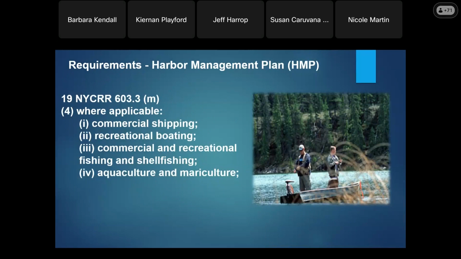Commercial activities is emphasized in this group of activities, and they need to be inventoried, including shipping, boating, fishing, sail-fishing, aquaculture, and mariculture. And every time I talk about this one, I have to look it up, but aquaculture is fresh or saltwater cultivation of plants or animals for food. Mariculture is a subset of that, cultivation of marine organisms for food in an enclosed section of the open ocean. So those are in the regs, and if they're present, you need to talk about them in the LWRP.